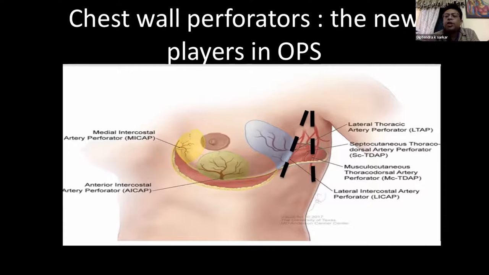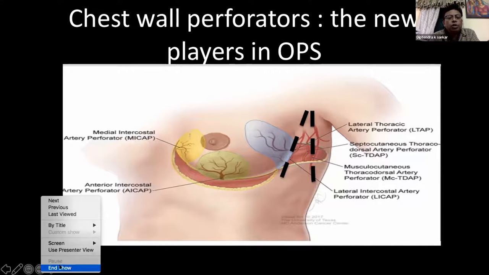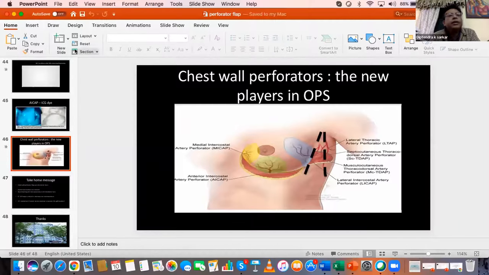So there are three important anatomies apart from the traditional thing you must read. Number one is the chest wall perforator anatomy, which I have just given you a brief. The second one is the newer lymphatic anatomy, and third is the microscopic anatomy, by which you would be able to explain the different subtypes. Okay, so I stop sharing, and then the next candidate can proceed.